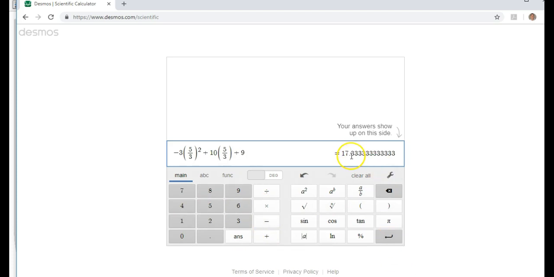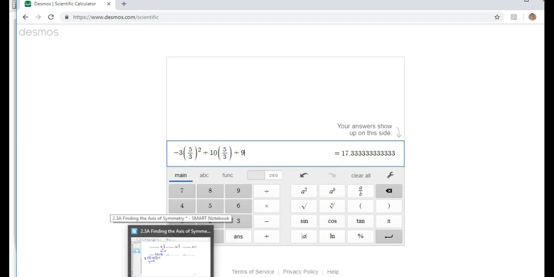Okay, and there's the answer, 17.33333. That can also be written as a fraction. Turns out it's 52 over 3. But again, if you don't have your own calculator, Desmos will be a nice tool for you to be able to evaluate some of these at home.